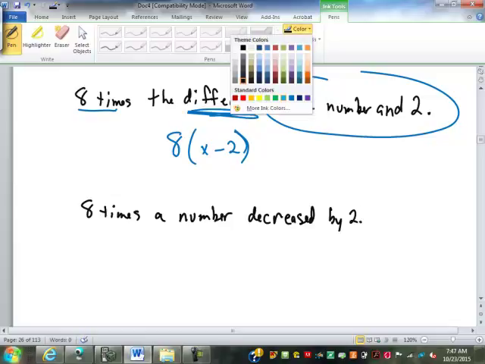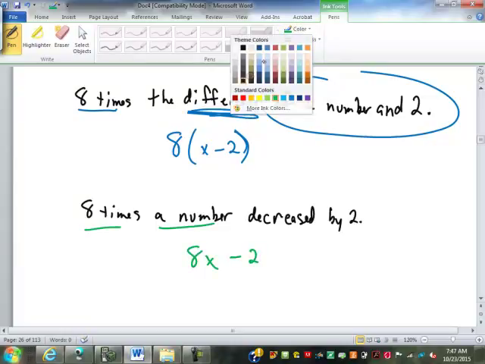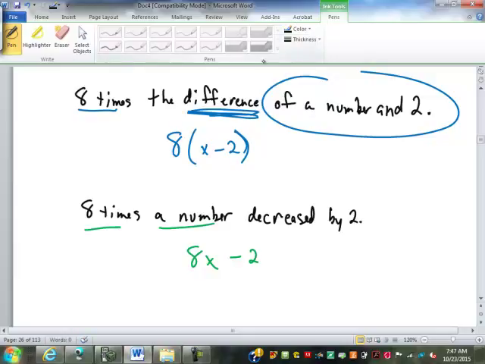Slightly different than this one: 8 times the number decreased by 2. How's that one going to look? This one is 8 times the number, so it's 8 times x. Then subtract the 2. Could potentially be very, very different answers depending on the value of x. Here's a question for you. Is there a value of x where the two of those are equal? I'll let you think about that for a second. Is there ever a value of x where the two of those are equal?